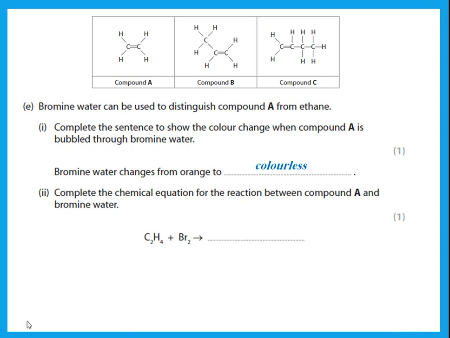Complete the chemical equation for the reaction between compound A and bromine water. Compound A is an alkene, and we said when you add something to an alkene, you open the double bond and you put something on this carbon and something on that carbon. So if you're reacting it with bromine, that means you're putting Br and Br. So that means you are adding 2 Brs to the C2H4. So that is your product. If you draw it out, that's fine also.